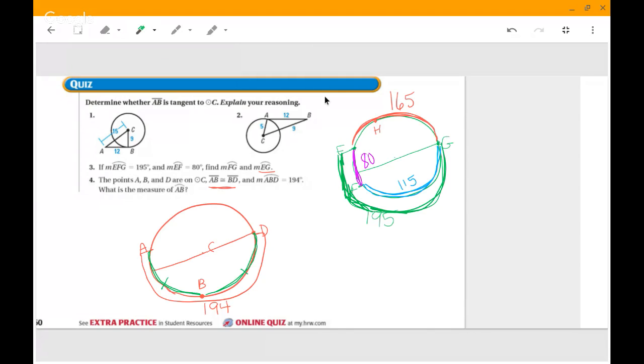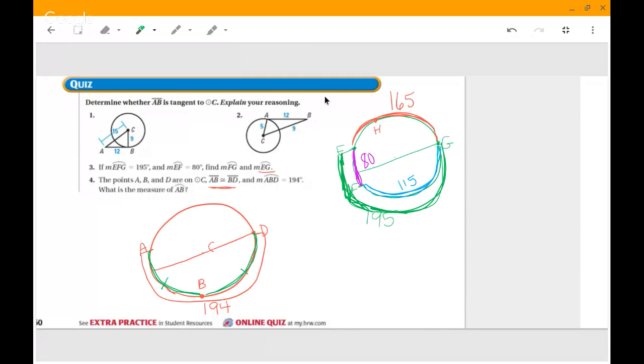So just on the drawing part, is that making sense? Yes, ma'am. Okay. So then it says, what's the measure of AB? How can you figure out how long AB is? You divide 194 divided by 2. Exactly. Yeah, 97. You got it.